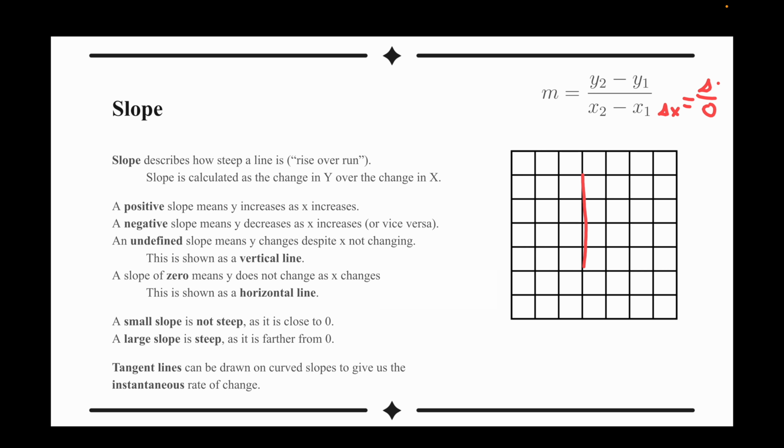A slope of 0 means y does not change as x changes, and this is shown as a horizontal line. Again, if the delta y is 0, it doesn't matter what we divide it by, whether it's 1 or a million, that number will always be 0.